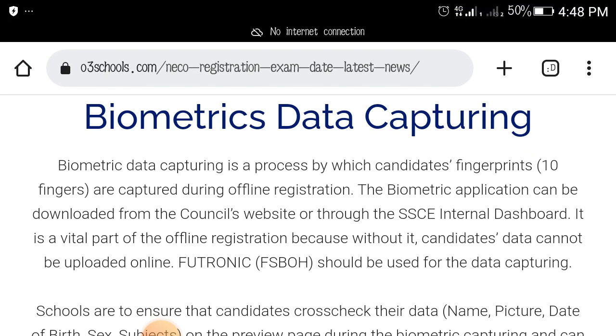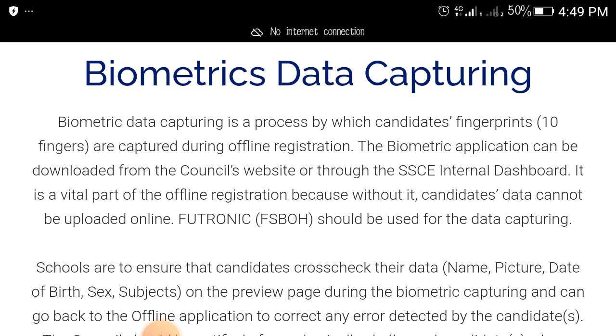Like I said, the essence of this video is fingerprint and your capturing. It is an essential part of online registration for the NECO exam. Of course, if you also wrote your WAEC, you should be familiar with it. It is called biometric data capturing. It's a process where candidates will go for fingerprinting, and NECO will take 10 fingerprints.